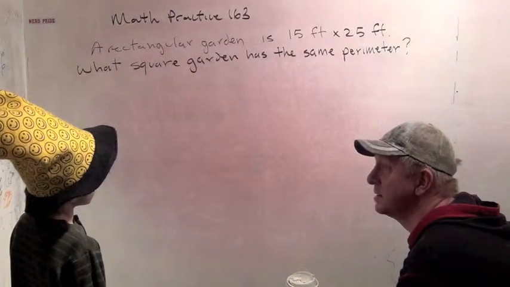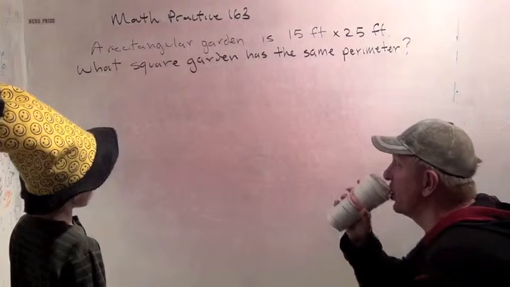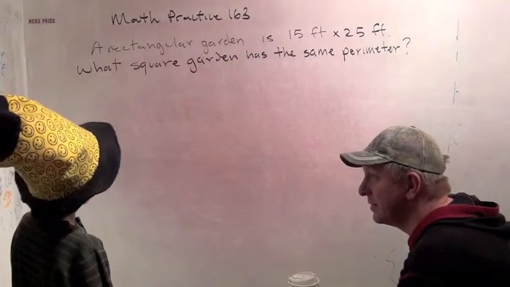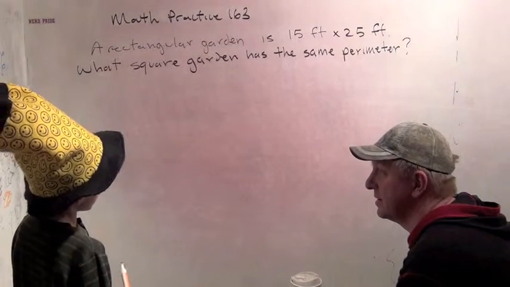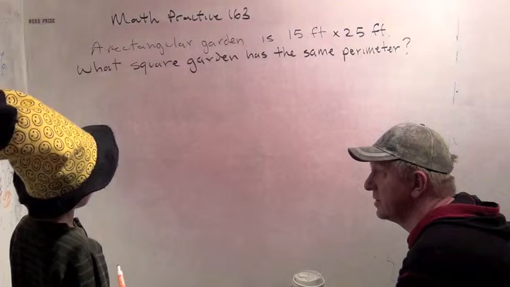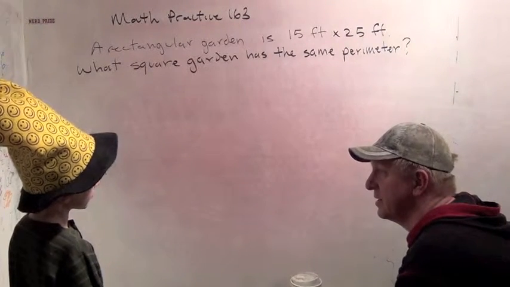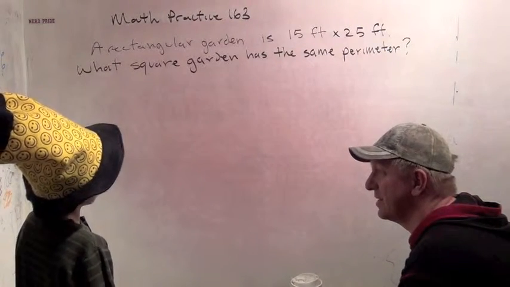Well, multiplying. What do we have in this problem? We have a garden that's 15 feet by 25 feet. And we need to know what square garden has the same perimeter. Yeah, so what would be a great way to start on this problem?